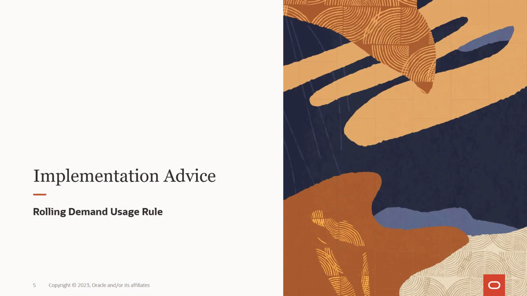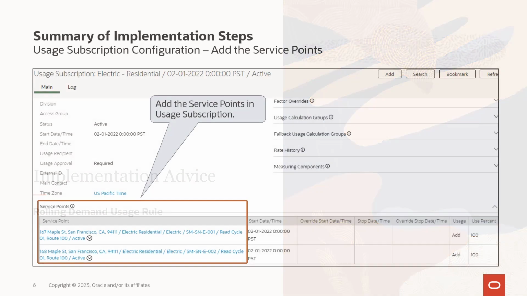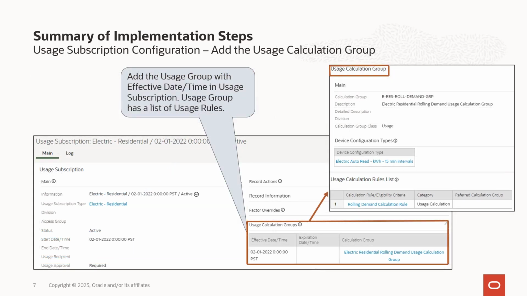In this implementation advice section, we will go through what you need to consider before enabling this feature in your business and what you need to know to set it up. There are a few steps, but they are really simple. Customers who have multiple service points are billed together under the same usage subscription. Then you add all those service points to the usage subscription. You have to assign the newly added usage calculation rule, for example, rolling demand calculation rule, to the usage subscription through usage calculation group.